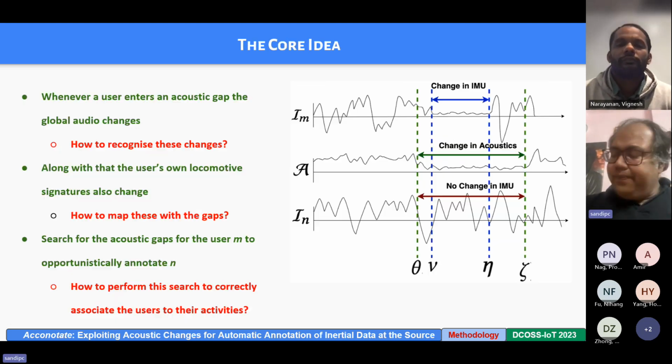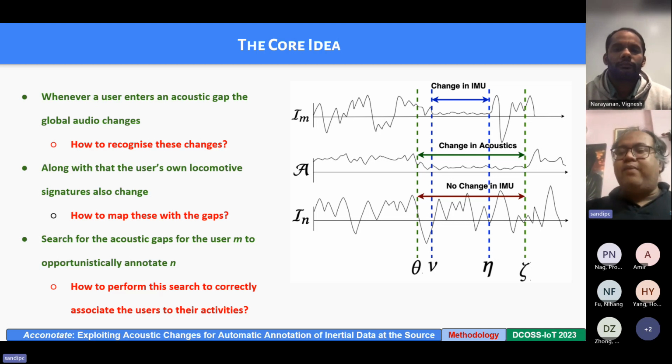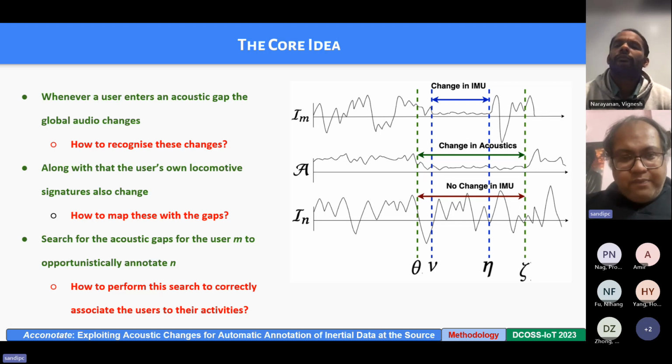So here is the core idea. Again, we look into the change points, but this time we look into the change points of all those different IMU signals that we are getting from different persons, and also into the change points in the acoustic signal. If you look into this diagram, the top one is the IMU data from person M, the bottom one is the IMU data for person N, and the middle one is the data from the acoustic signal.